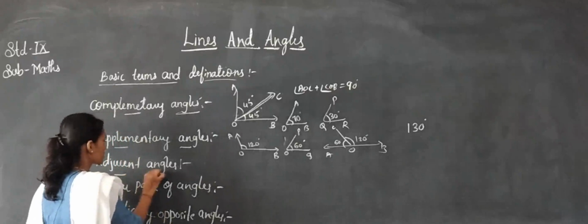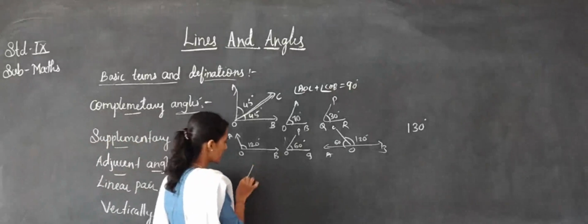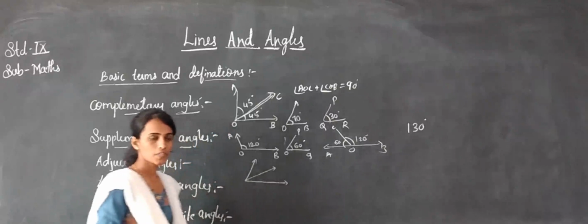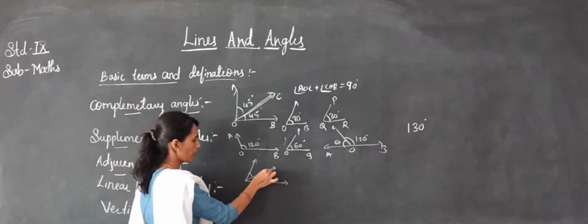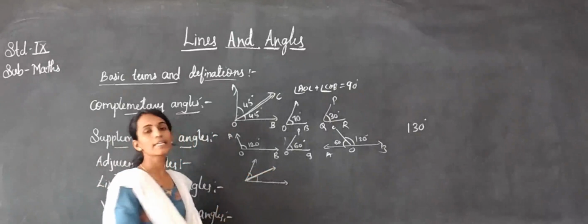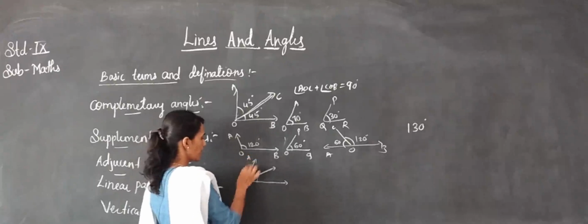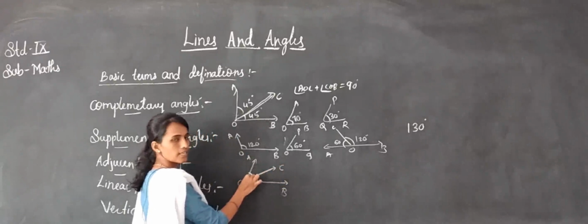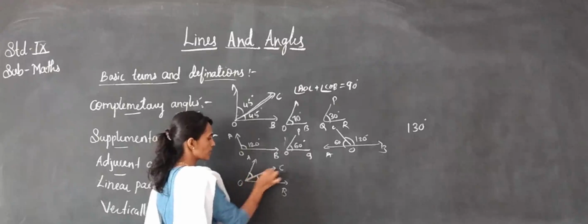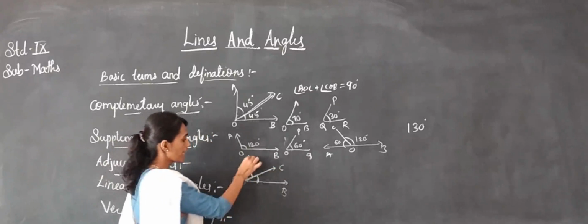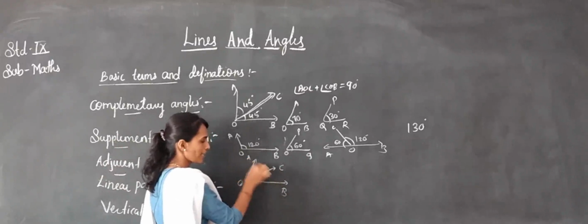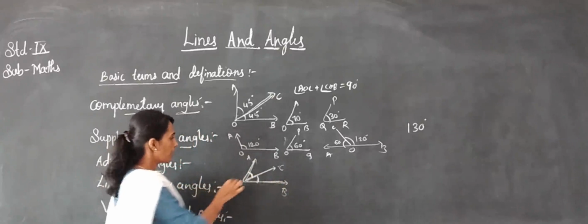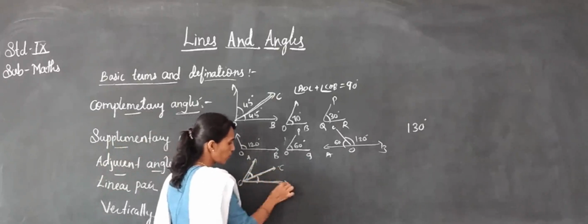Next will be adjacent angles. What is an adjacent angle? The angles which have one common arm, one common side, those angles we call adjacent. If you consider A, O, B and C here, angle AOC is adjacent to angle COB because here OC is the common side. Otherwise, is angle AOB adjacent to angle AOC? No, this complete angle will not be adjacent to this half angle. But angle AOC is adjacent to angle COB here.